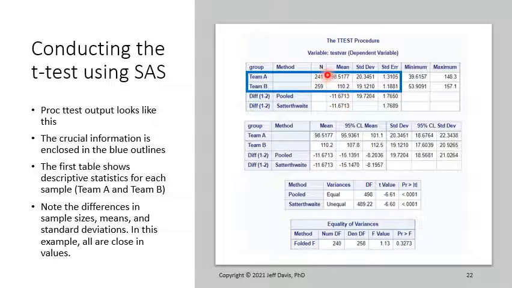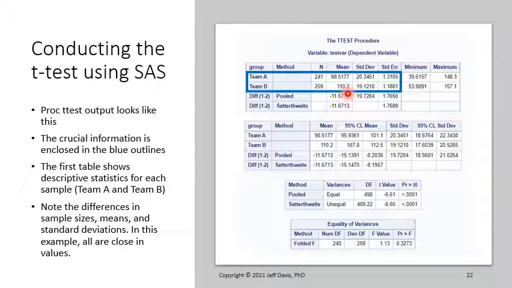Team A has 241 people in it. Team B has 259 people in it. So roughly the same kind of range of sample size, right? The mean for team A is 98.51 and some change. The mean for team B is 110. So that gives us a difference here of negative 11.6713.